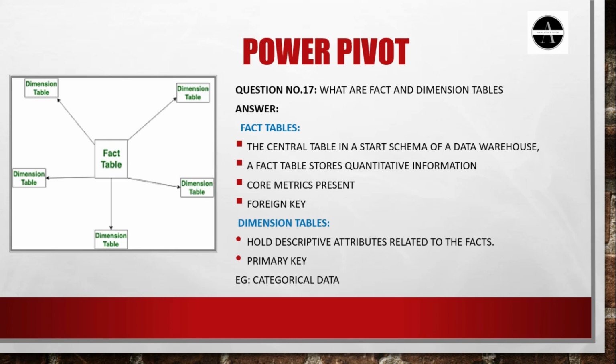Whereas a dimension table provides context and descriptive information about the data in the fact table. It stores attributes that describe the characteristics of the data, often used for filtering and grouping. Dimension tables are relatively static and tend to have fewer rows compared to the fact table, and they have a primary key. Dimension tables often contain categorical data. So these are the differences between the fact table and dimension table. You must know.